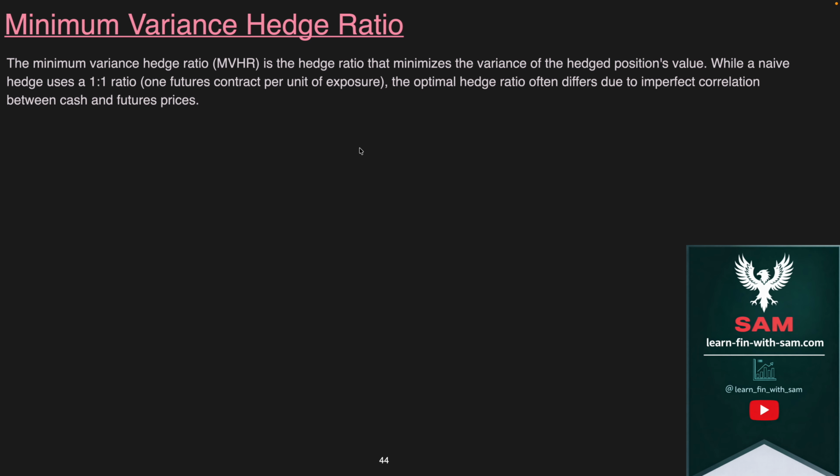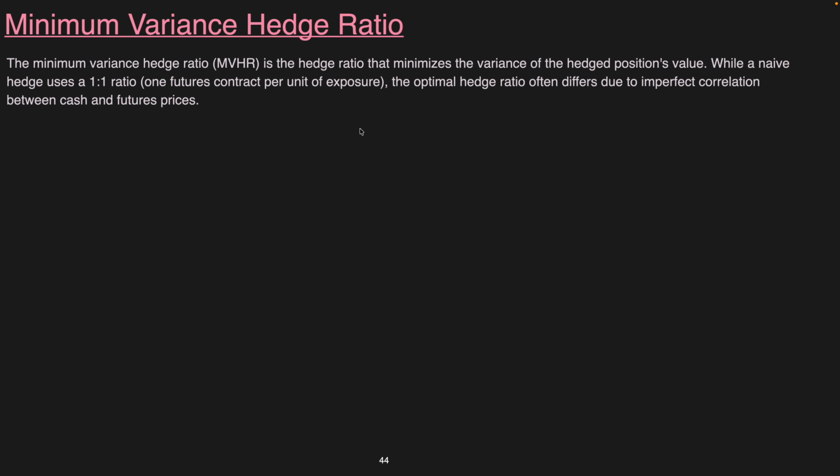However, the optimal hedge ratio generally differs because there is imperfection between the cash price and the future price. As we have discussed, the basis will always exist. So there will not be a perfect correlation between cash and future prices. There will be less correlation between the cash and future prices. So whenever the correlation is less, then the hedge ratio will accordingly increase or decrease when the correlation increases or decreases.